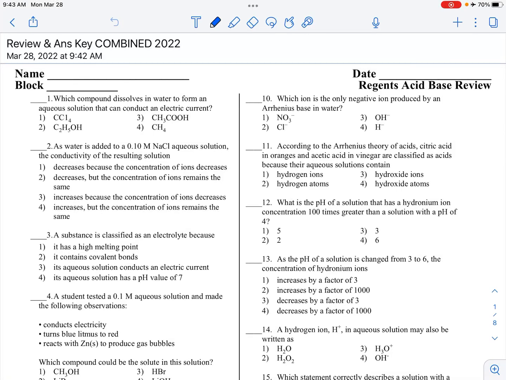Okay, so we have acids and bases review. Make sure you have your reference table out and your calculator.